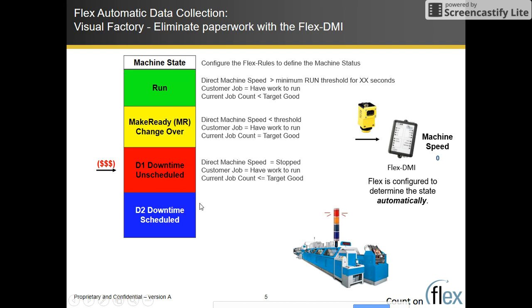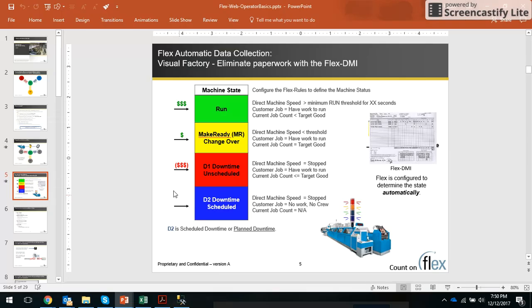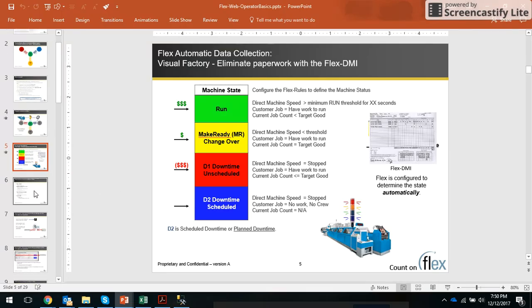And the final fourth state in Flex is a D2 state. And that's a state where we are planned to be down. It's actually available capacity that I could sell if I wanted to sell it. And that's a D2 state. So these are the four main states in Flex, and you'll see these in many of the strip charts that show up in Flex in many different areas.